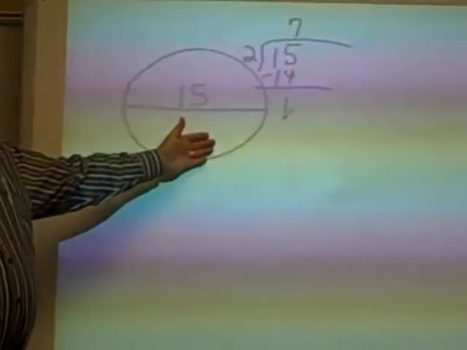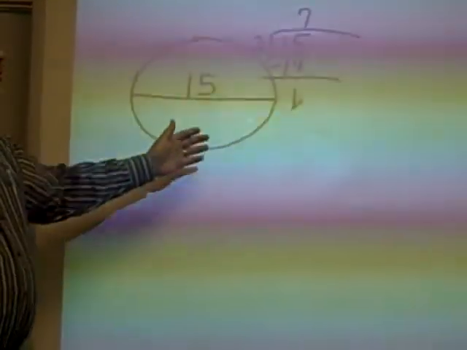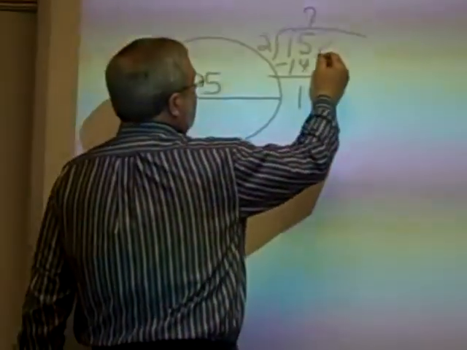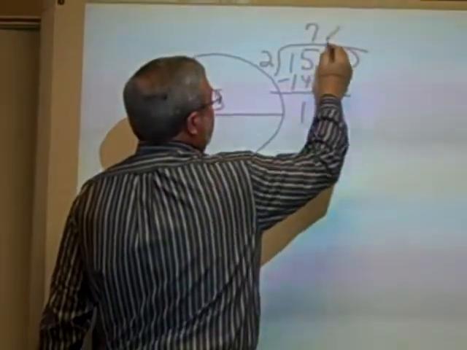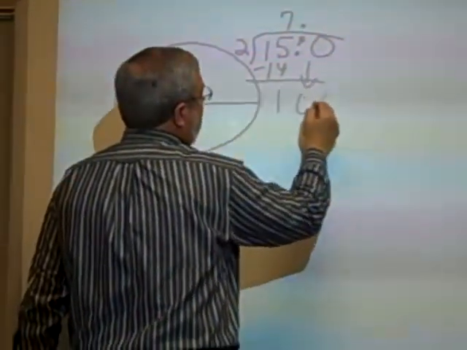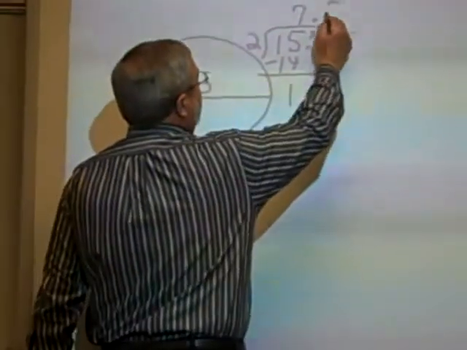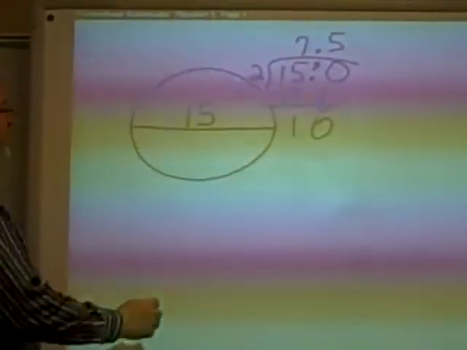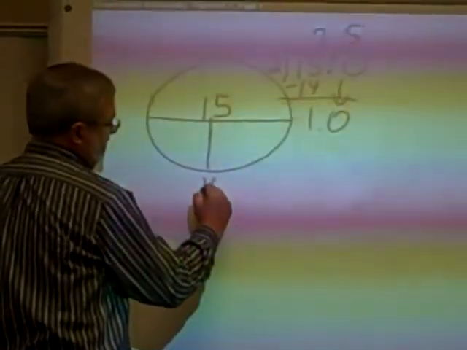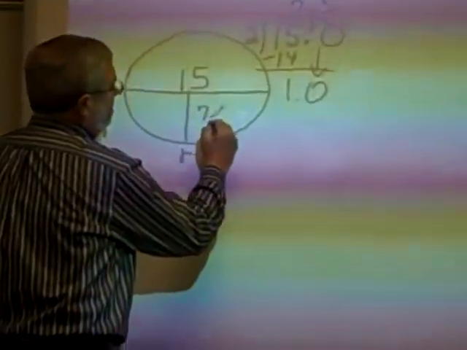But in doing this kind of work with decimals, we're not going to have a remainder. So we want to put a decimal, add a 0. This decimal goes straight up, bring down my 0. 2 will go into 10 5 times. That tells me now that this circle has a radius of 7.5.